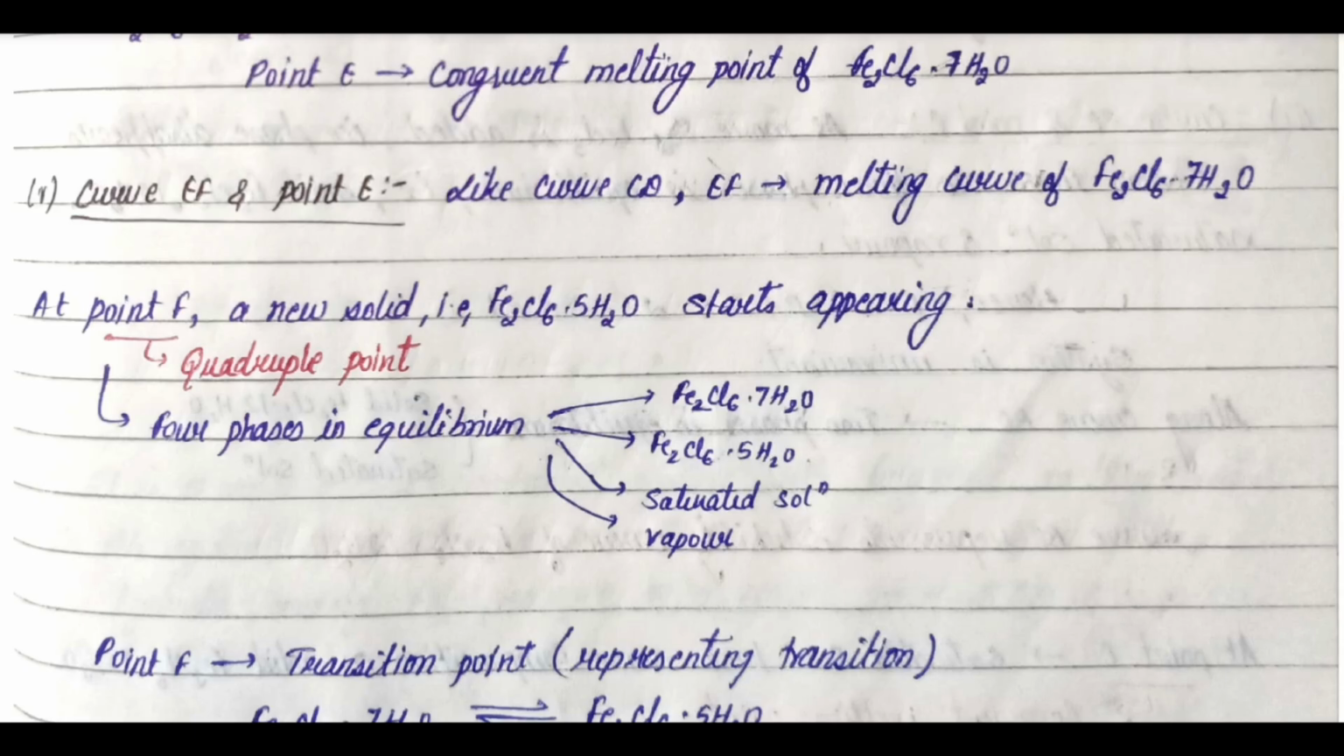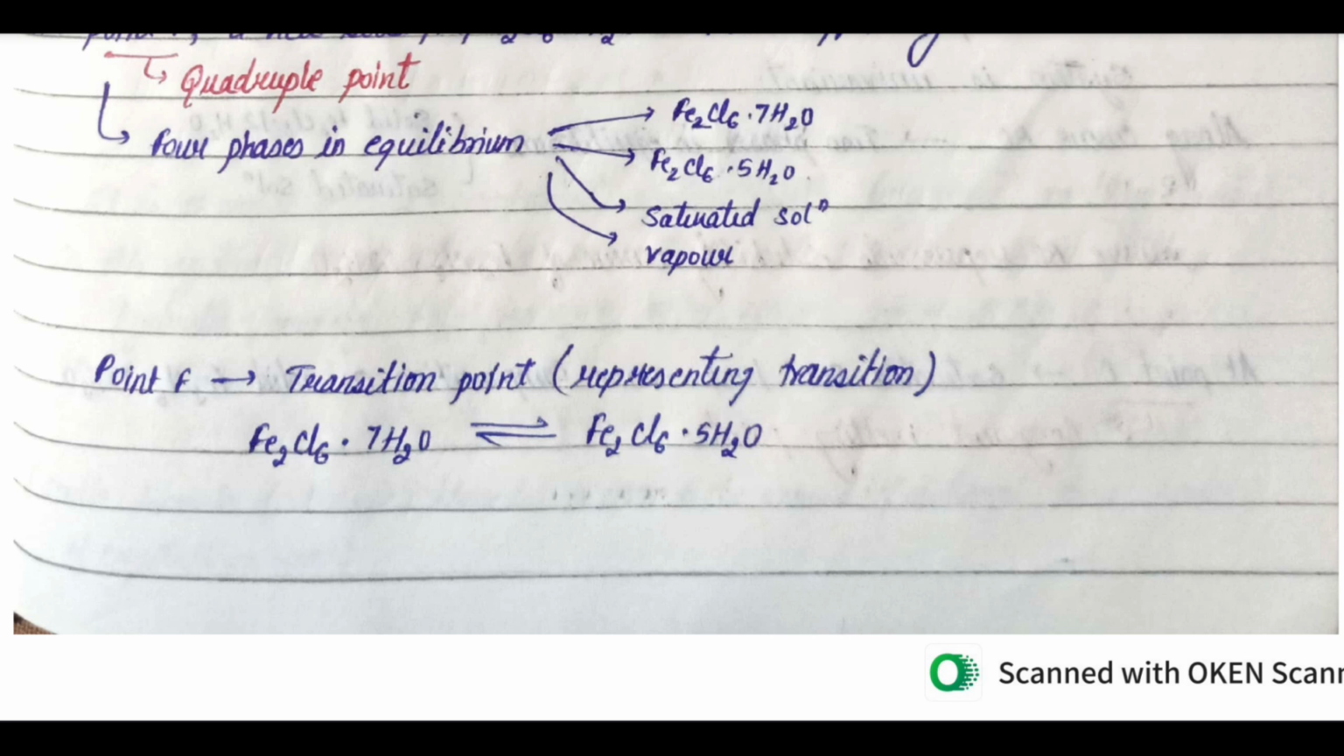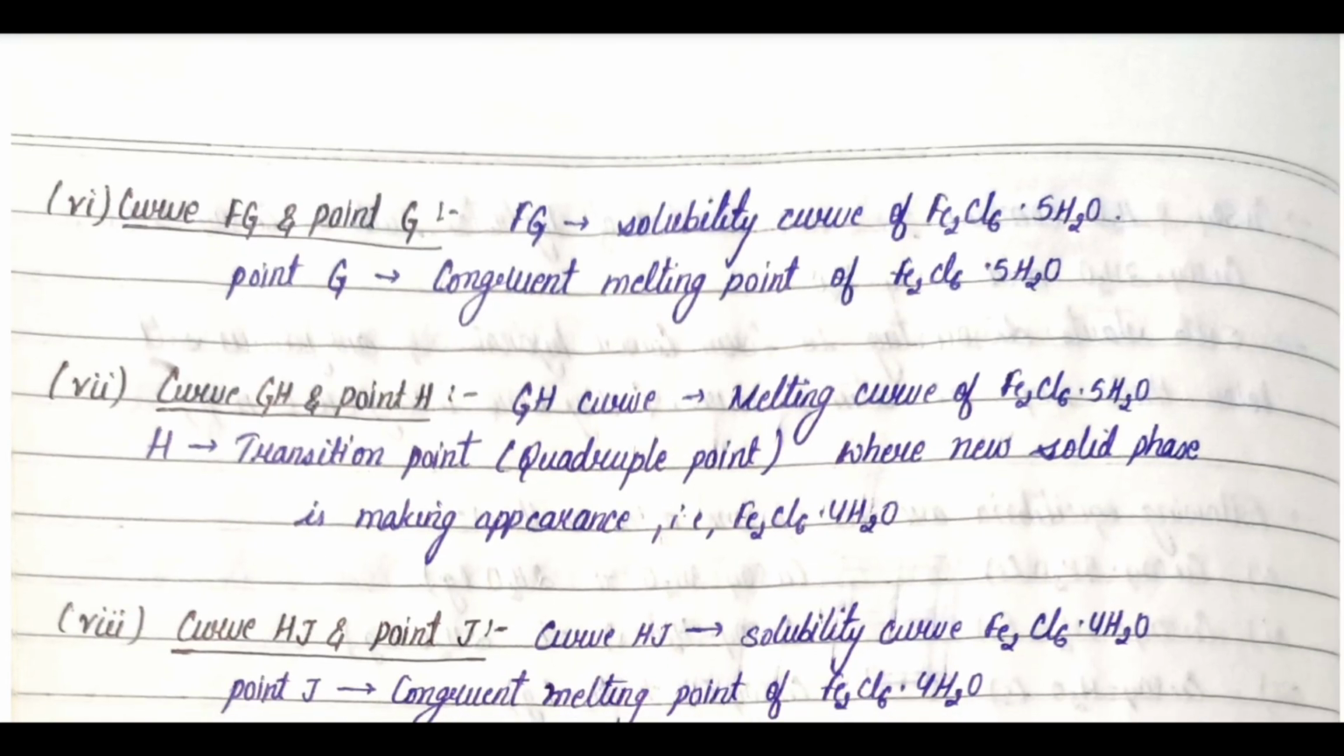Fe2Cl6.7H2O, Fe2Cl6.5H2O, saturated solution, and vapor. Point F is the transition point which represents transition between Fe2Cl6.7H2O and Fe2Cl6.5H2O. Sixth, curve FG and point G.